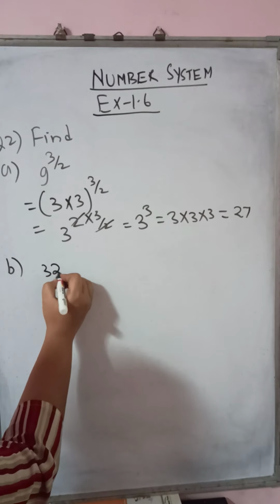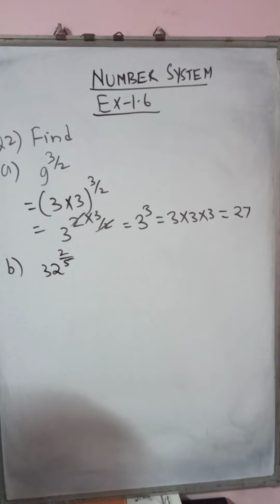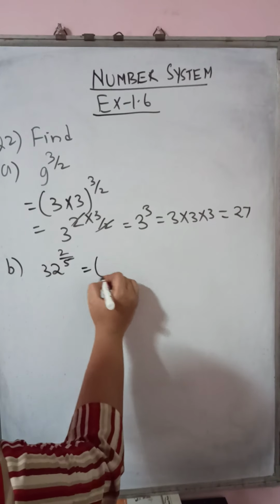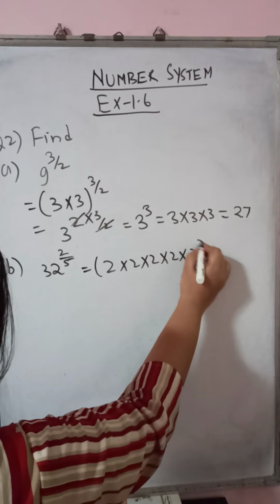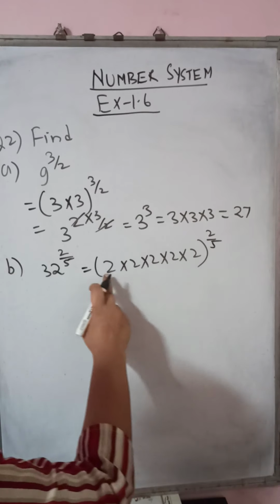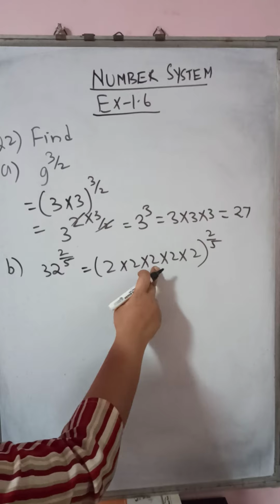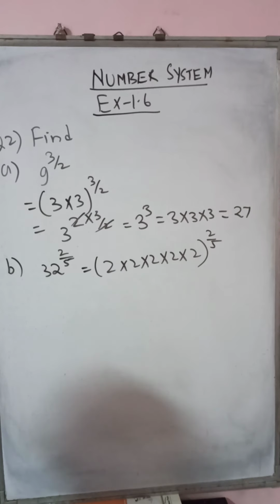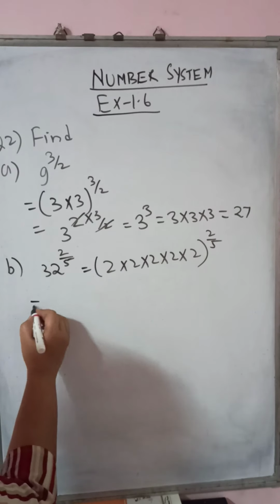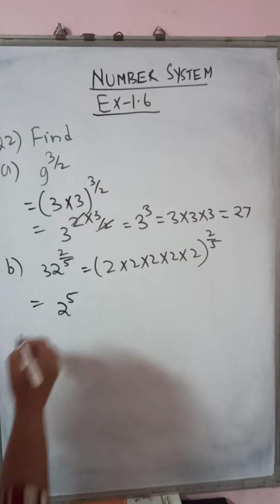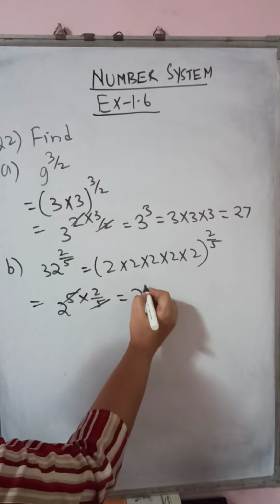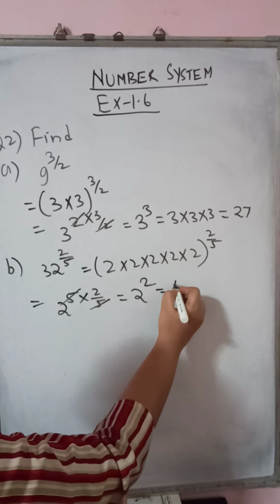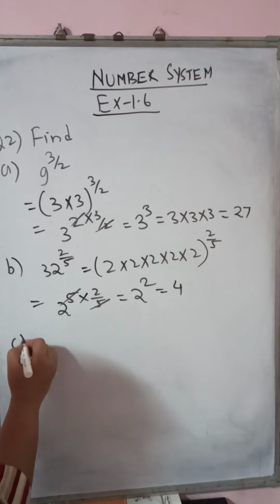B part, 32 raised to power 2 by 5. Again 32 can be written as 2 into 2 into 2 into 2 into 2 raised to power 2 by 5. So 2 into 2, 4, 4 to the 8, 8 to the 16, 16 to the 32. So this is how you get it. So this can be written as 2 raised to power 5 into 2 by 5. So this 5 gets cancelled. So 2 square is 4.